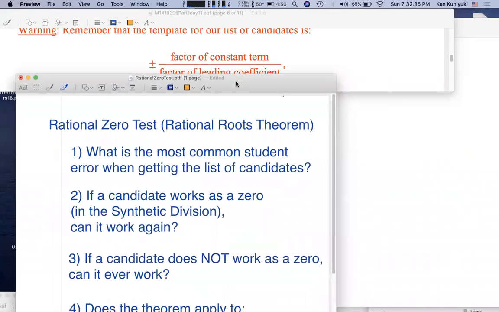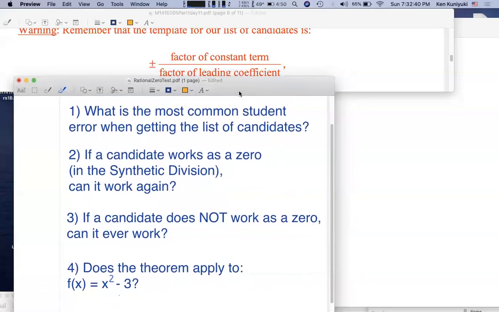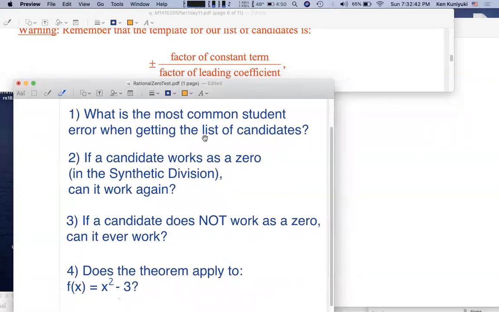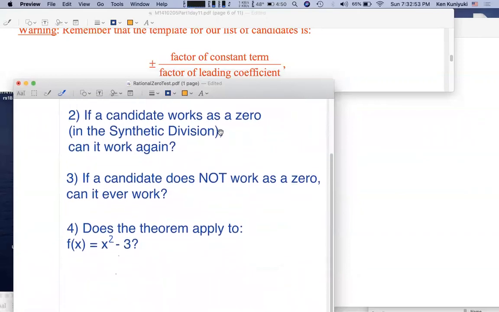First of all, what is the most common error when getting the list of candidates? The most common student error. This is more of a student question than a math question. Second, if a candidate works as a zero in the synthetic division, can it work again? So if a number works in the dunk tank and you get a remainder of 0, can it work again when you get the corresponding quotient?